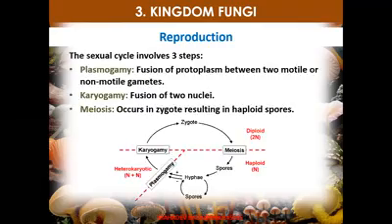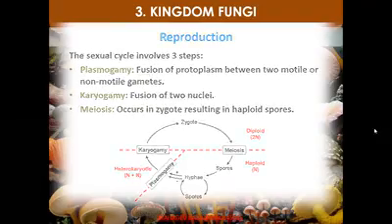The sexual cycle involves three steps. One is plasmogamy, fusion of protoplasm between two motile or non-motile gametes. Then karyogamy, fusion of two nuclei into one. Fission means breaking, fusion means joining. Then meiosis occurs in zygote, resulting in haploid spores.